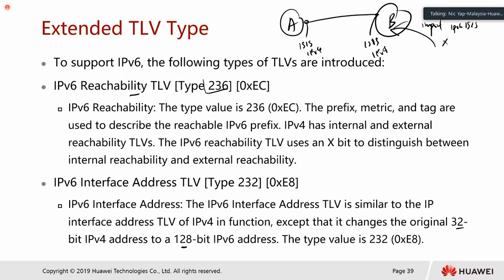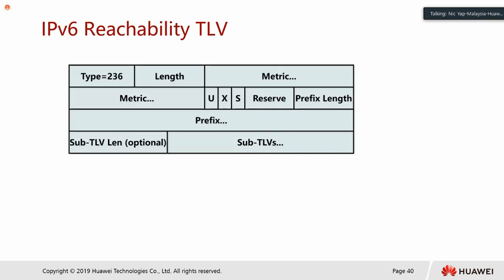All right, that is the principle of V6 and V4. They are still independent. For them to interoperate, you have to use tunneling, a dual stack, or NAT to make it work. All right, these are the two extended TLVs added in: IPv6 reachabilities and IPv6 interface addresses. These are the two things they added in.